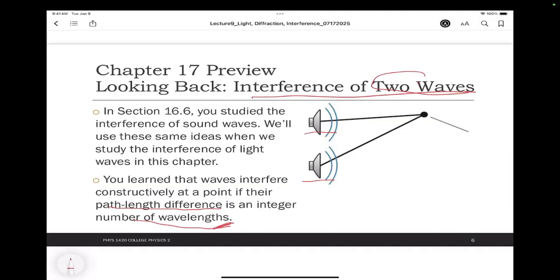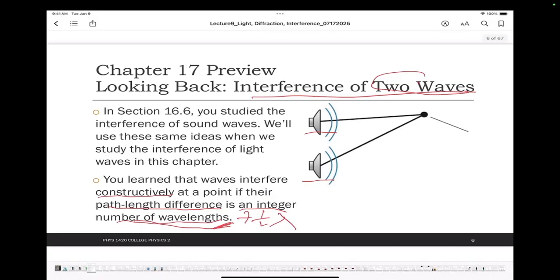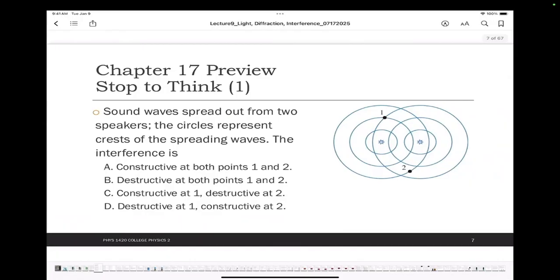And how about the destructive situation? Do you remember? It will be the integer number of wavelengths plus a half wavelength. Do you remember that? Actually, in this chapter, we will also use these ideas to analyze the interference of two or multiple light waves.